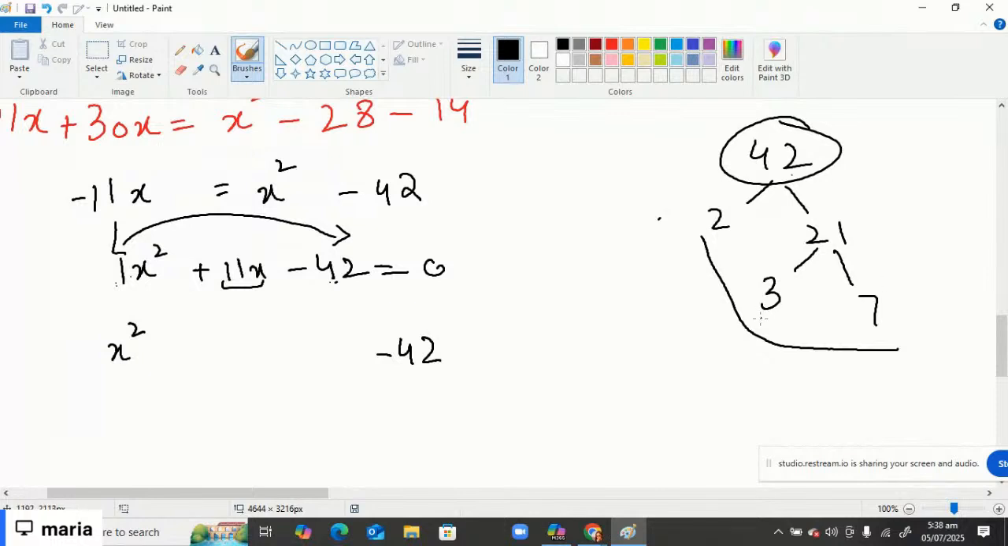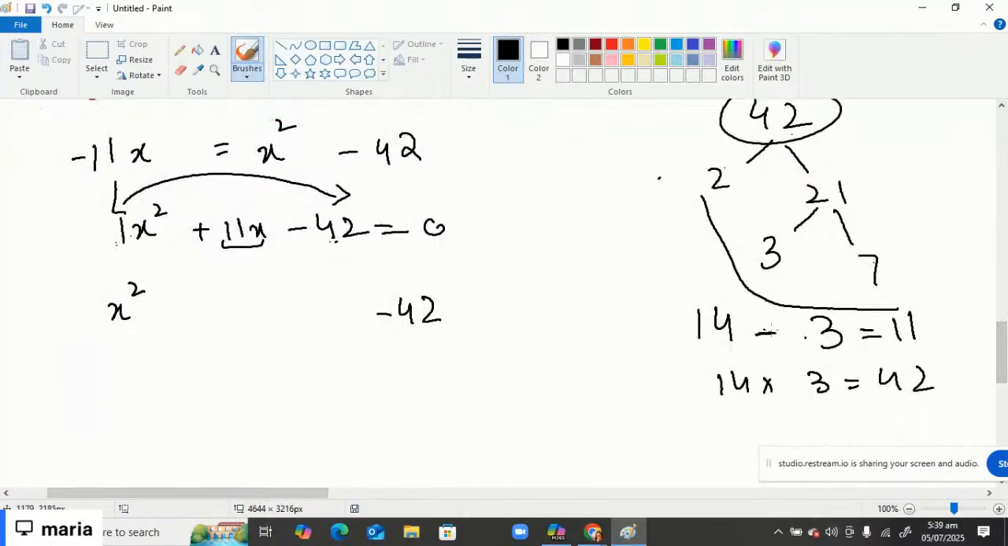So for that reason, we are going to take 14 and 3. 7 times 2 is 14 and 3 as it is. How? Look, 14 minus 3 is 11. 14 times 3 is 42. Now do you understand? When we subtract, we get the answer of the middle one. When we multiply, then you get the answer of the same.